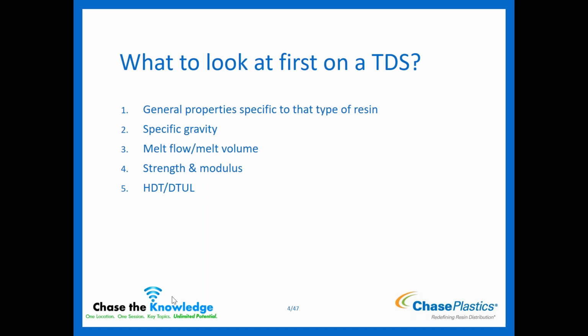Or if you're looking at a TPE, you might want to look at the hardness because that's going to be a specific type of test that's unique to that resin. So you're going to want to look at that first. And then some other ones to look at: specific gravity, melt flow, strength and modulus, and HDT for some thermal performance. If you look at just those properties first, they will give you a real good idea of where this material starts to fall, so you can then compare it to other ones.